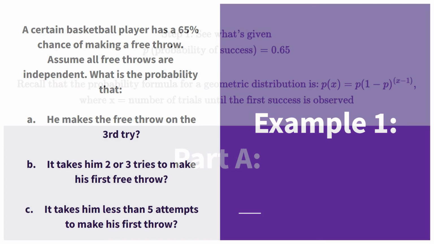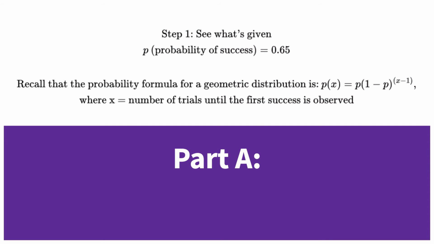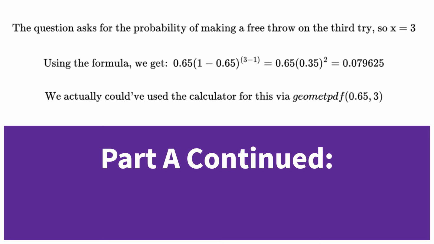So for part A, we need to realize that the probability of success is 0.65, which is the probability that he makes a free throw successfully. And remember that the probability formula for a geometric distribution is p times 1 minus p to the power of x minus 1, where x is the number of trials until the first success. So the question asks the probability of making a free throw on the third try, so x equals 3. Using the formula, we get 0.65 times 0.35 squared, which is 0.079. Additionally, we could have used the calculator for this via geometPDF using 0.65 as our probability and 3 as our number of trials.